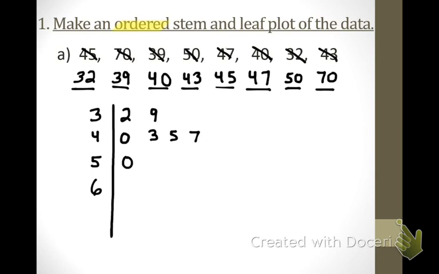Then I can do my next one, which is 70. I know there are 7 tens and there are 0 ones. Once again, remember, you've got to go back down your stem and make sure you're counting by ones. 3, 4, 5, 6, 7, and that makes sense.